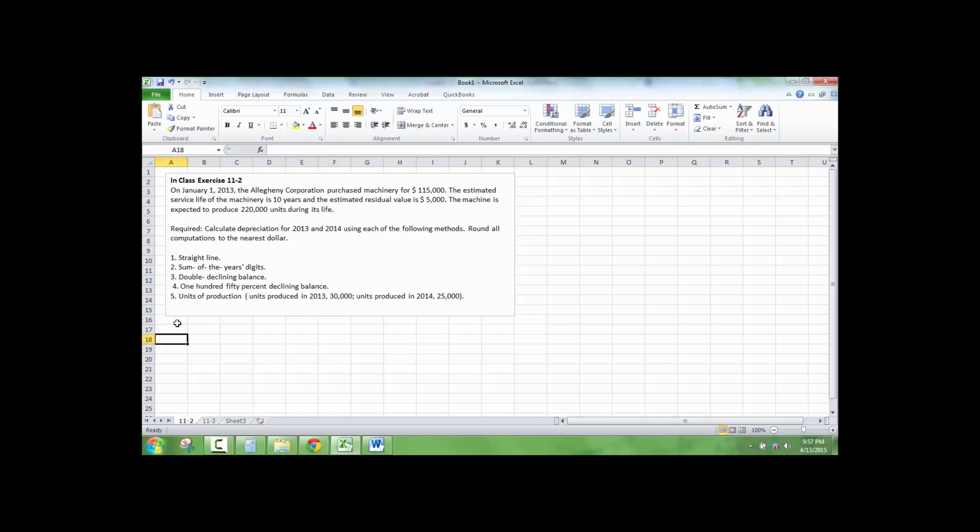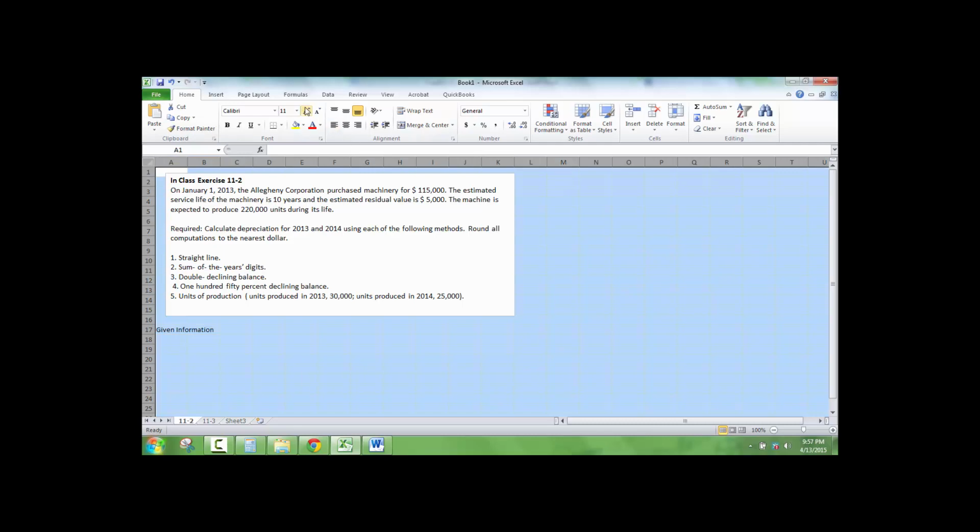So this is an exercise about depreciation. On January 1st, 2013, the Allegheny Corporation purchased machinery for $115,000. Estimated useful life of the machinery is 10 years. Residual value $5,000. So I'm going to put down given info. Given information.